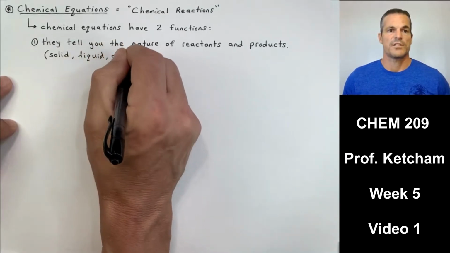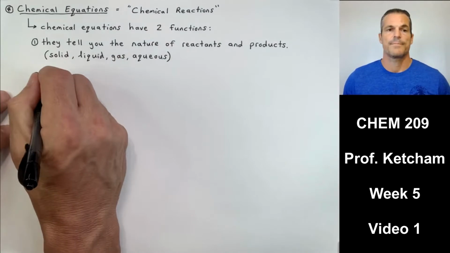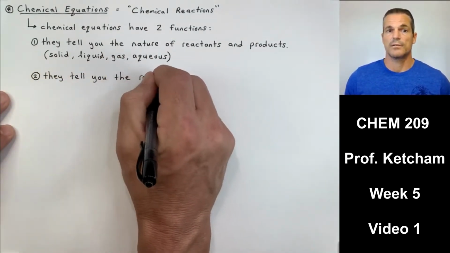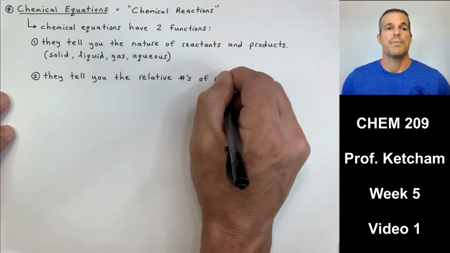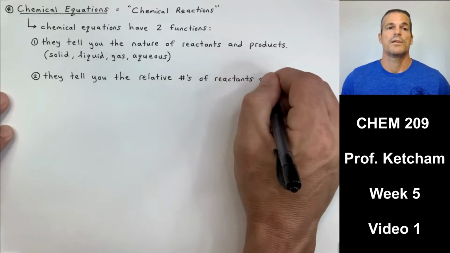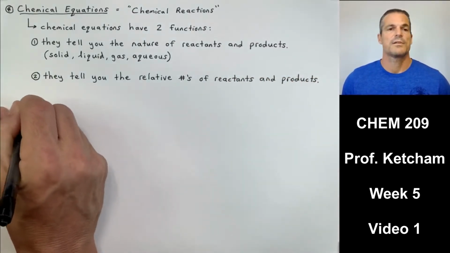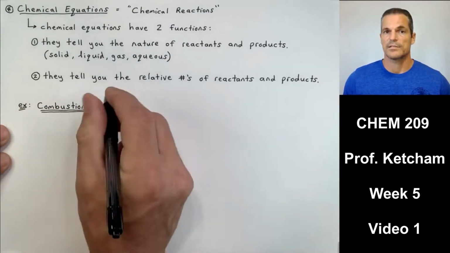The first function is they tell you the nature of the reactants and products. For example, is a reactant or a product solid, liquid, gas, or aqueous? Now, the main focus for us will be number two, and that is that chemical equations or chemical reactions, when they're balanced, they tell you the relative numbers of reactants and products.